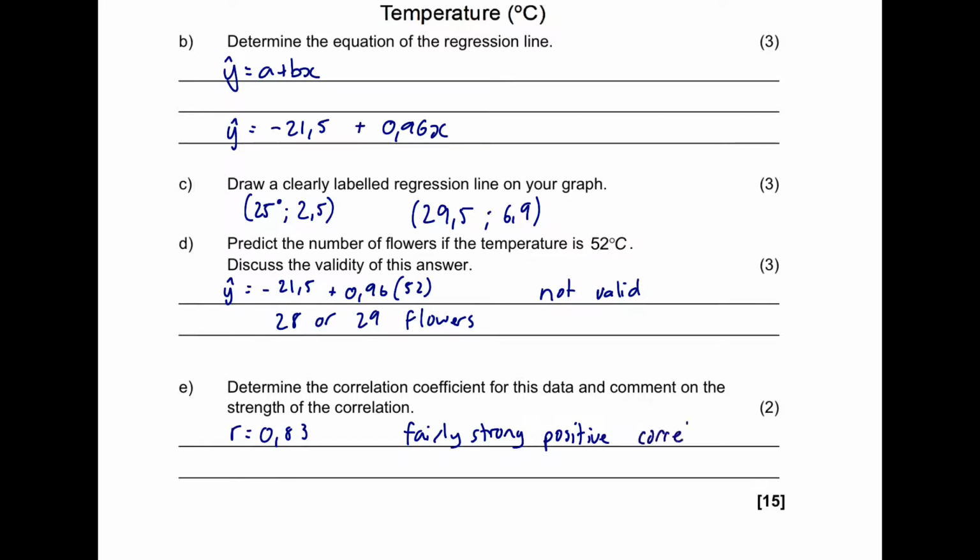All right, remember that your R value is between -1 and +1. The closer to 0 would mean that there's less of a correlation, and the closer to -1 would be a strong negative correlation, and the closer to +1 would be a strong positive correlation. So 0.83 is closer to 1 than it is to a half, which makes it fairly strong, and it's positive because it's greater than 0.